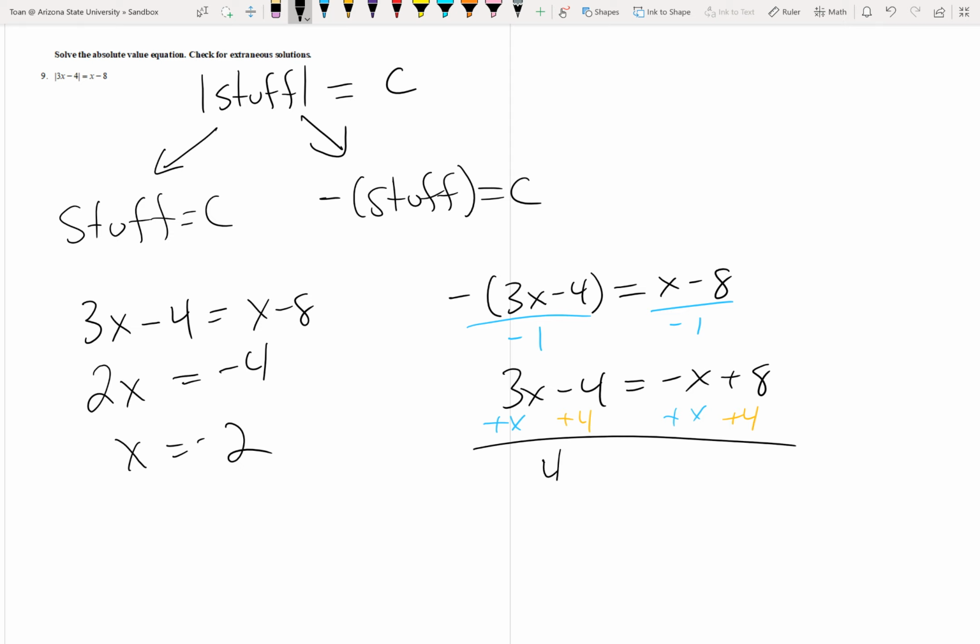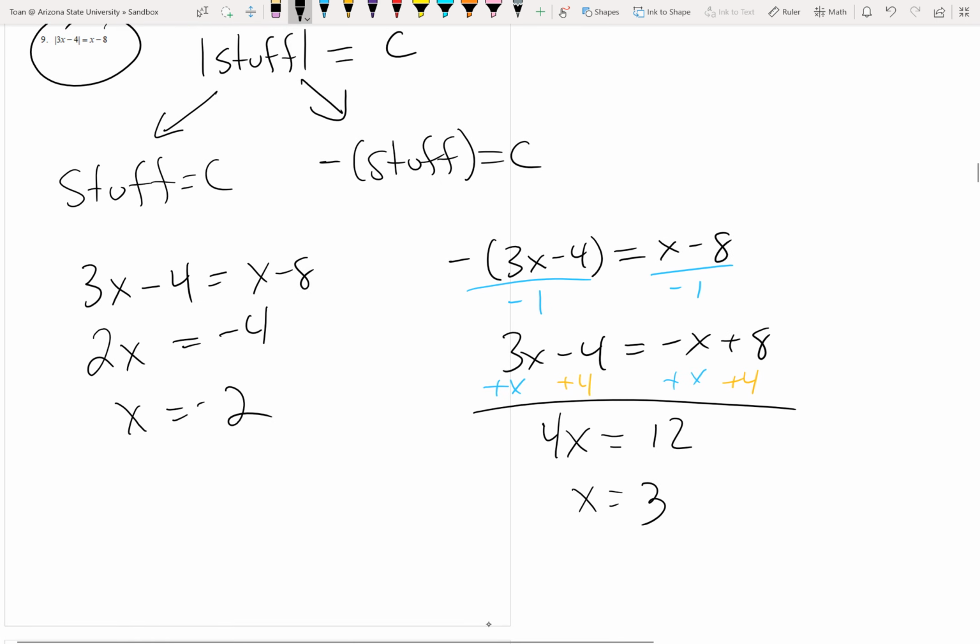So that gives us 4x equals 12. Divide out the 4, x equals 3. Now notice how the original problem, an absolute value problem, had x's or variables on both sides. Every single time you have an absolute value problem that has variables on both sides, you must check your answer, because we may get extraneous solutions.